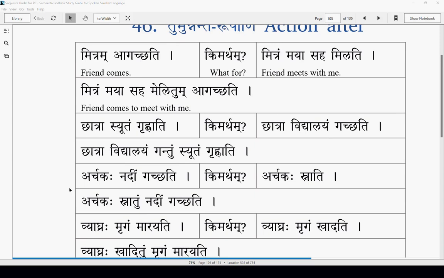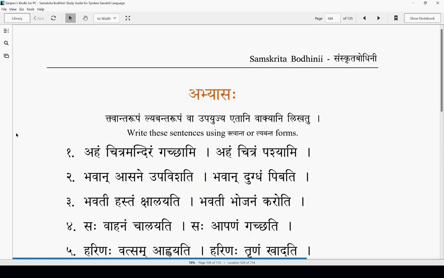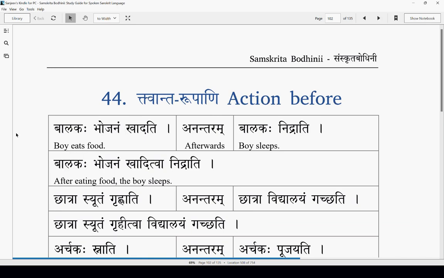Like last class, the chapter 44 and 45, like action before, how do we figure out khaditva? Suppose balaka bhojana khaditi or balaka nindrati. Is it balaka bhojana khaditva nindrati, or do we put balaka bhojana khadatu nindrati? How do we know whether to use twa or lebanta? Sorry, I don't know how to ask the question.